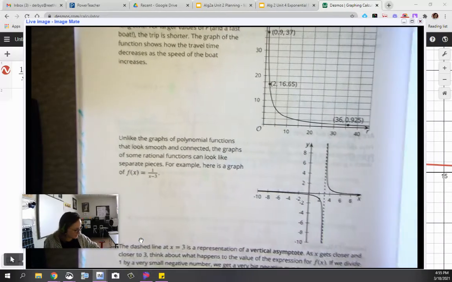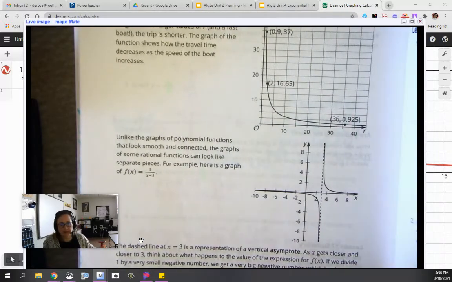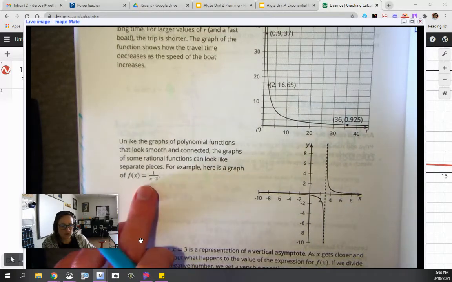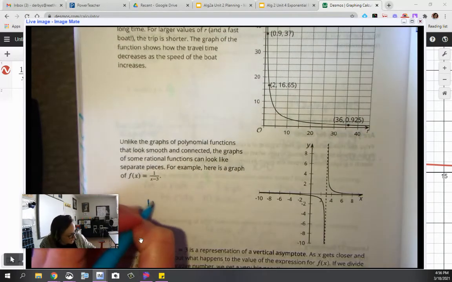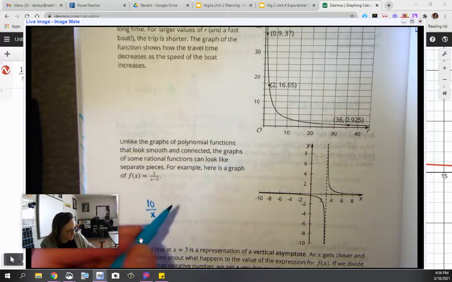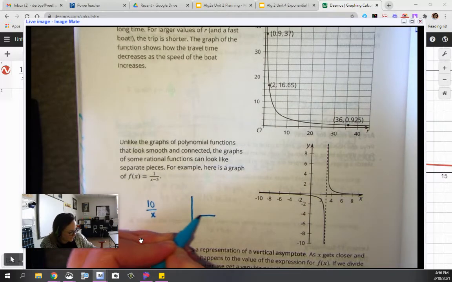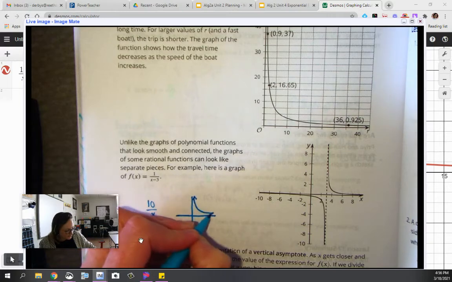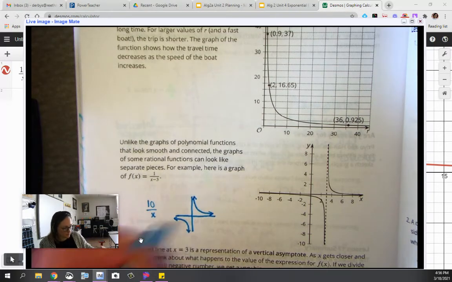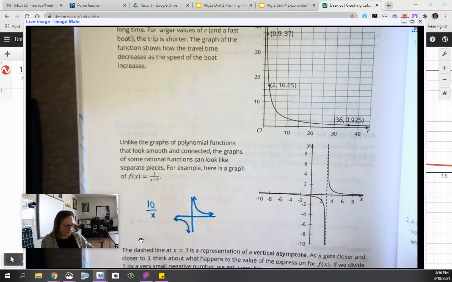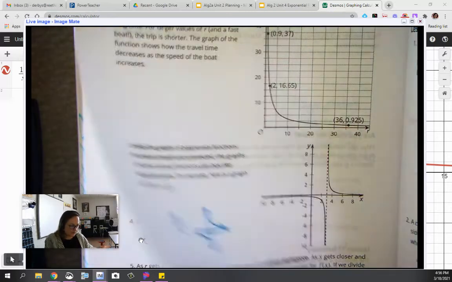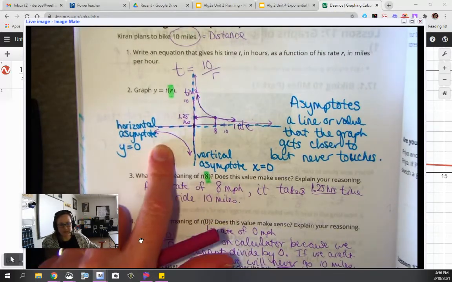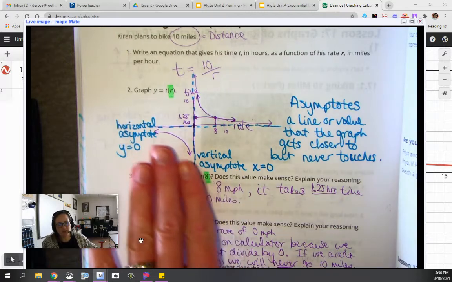Our lesson summary, so I'm on page 190, starts to connect this vertical asymptote. Now the one that we saw was 10 divided by x. And it had a graph that looked like this, right by the x and y axes. Now, first of all, in our context over here, this part of the graph didn't make any sense. We're going to just ignore that. That's not actually part of our domain.